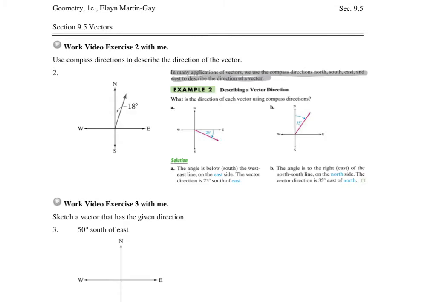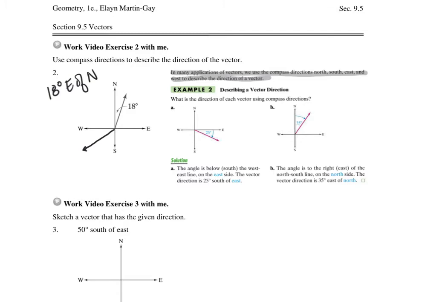Right here, this vector is to the right of the north-south line, on the north line. So this vector is 35 degrees east of north. This one would be 18 degrees east of north. If you're over here, it would be south of west, okay?